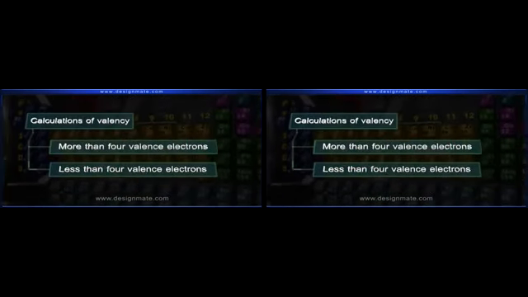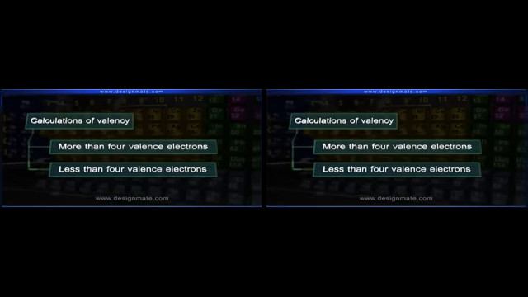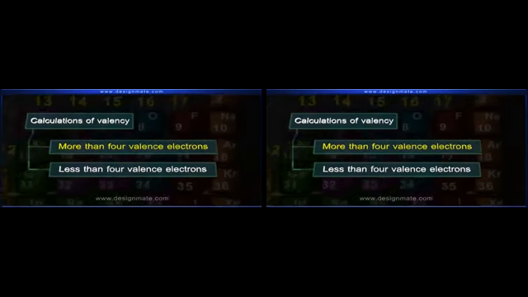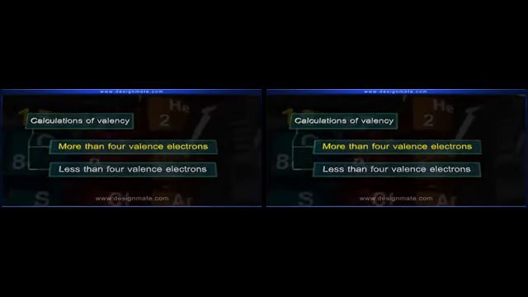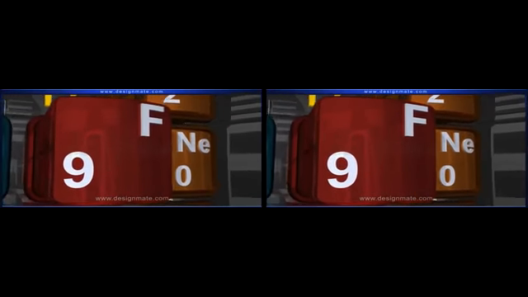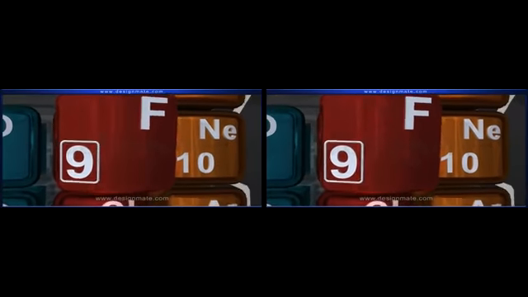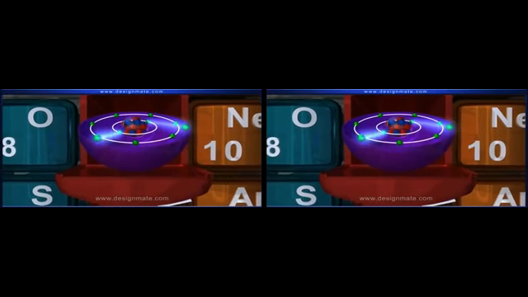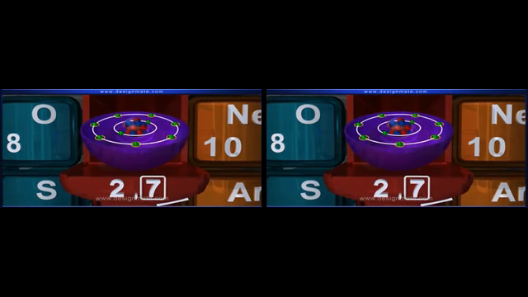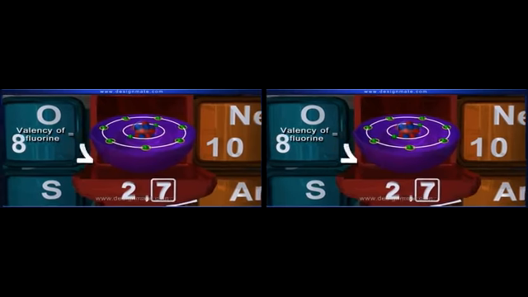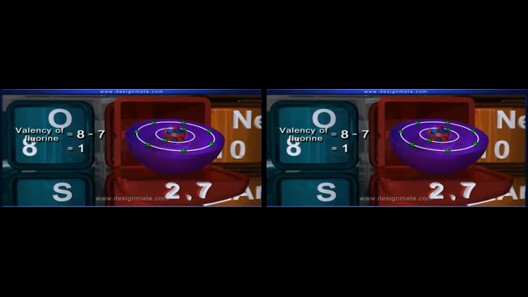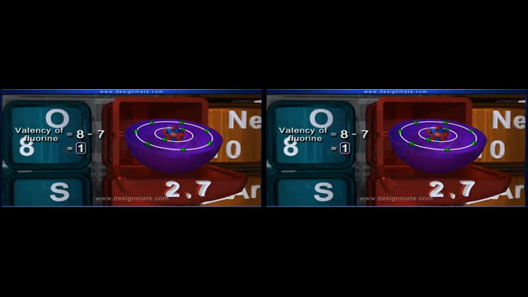Let us now calculate the valency of an atom. We will first study elements having more than 4 valence electrons. Consider an atom of fluorine with atomic number 9 and an electronic configuration of 2, 7. Fluorine thus has 7 valence electrons. In order to calculate its valency, the number of valence electrons are subtracted from 8. Hence, the valency of fluorine is 1.